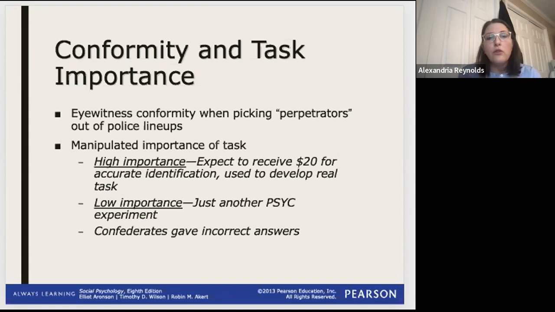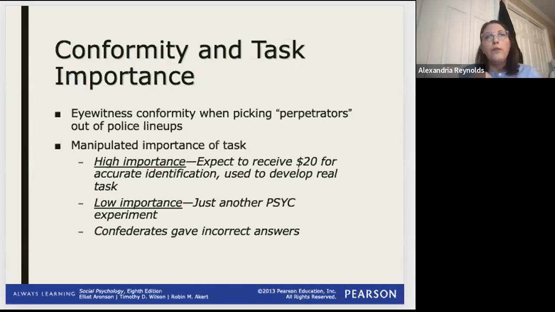So the researchers made the task really difficult. They made it really hard by presenting the slides really, really quickly. And so it became sort of ambiguous because the participants only saw the slides for about half a second. So you see the perpetrator and then you see this lineup, and you're trying to match these two, but you don't really have a lot of information to go by because they're doing this so quickly. And so you don't have time to sit and examine everything.